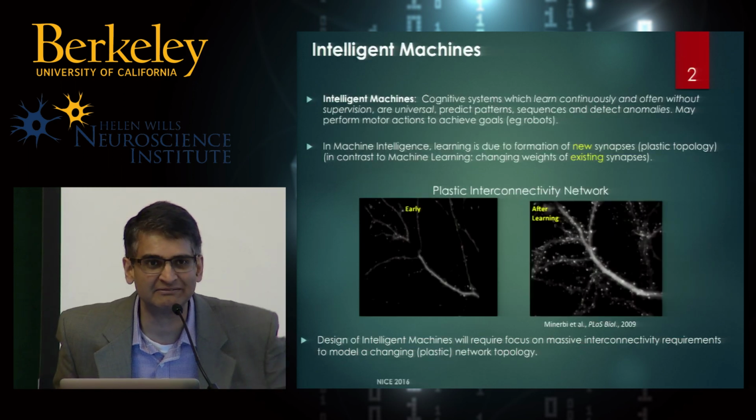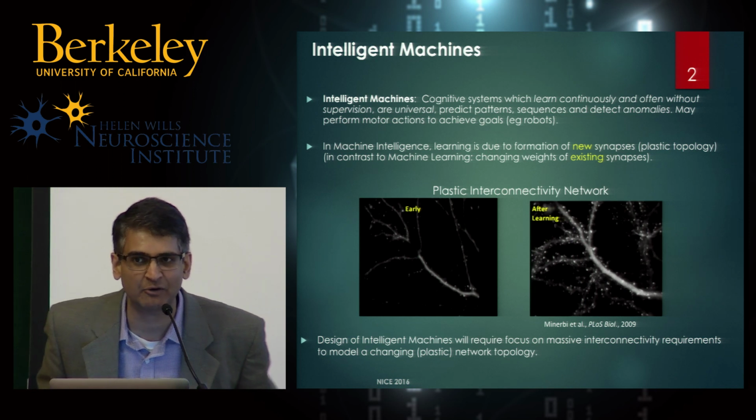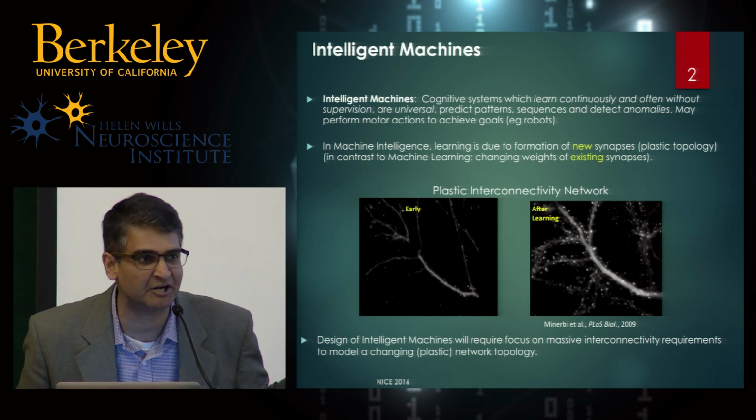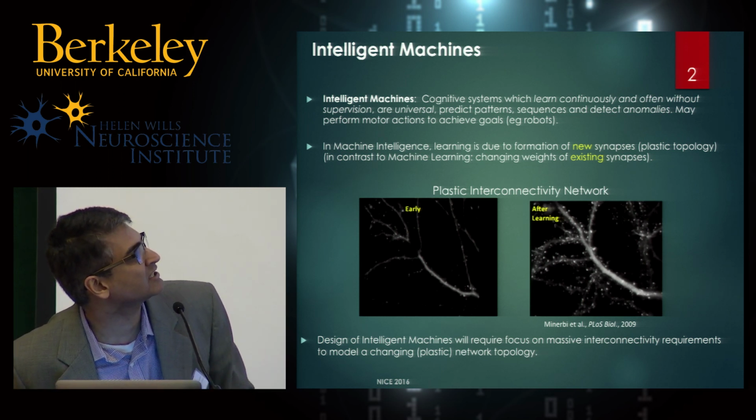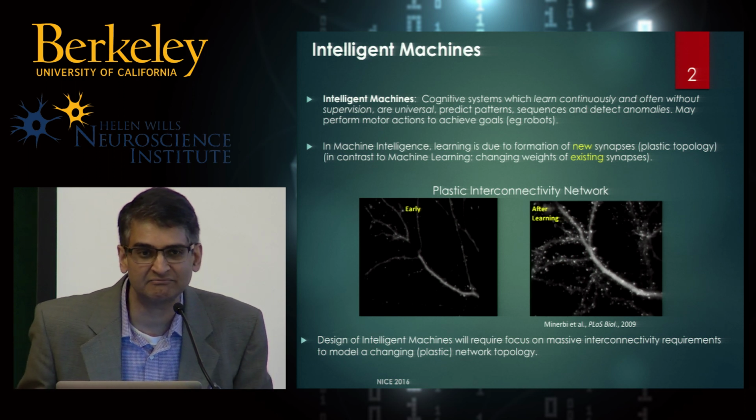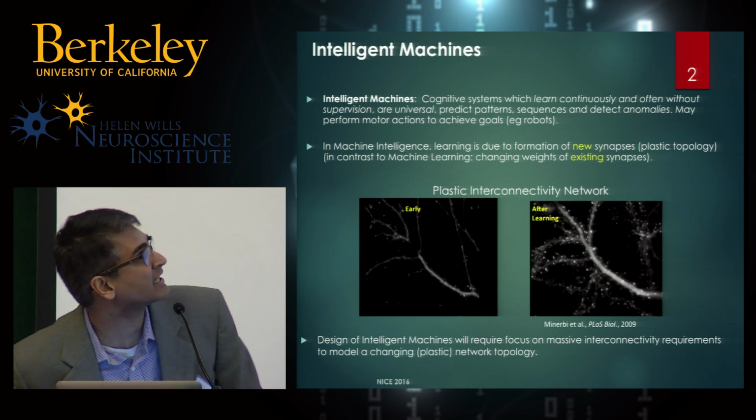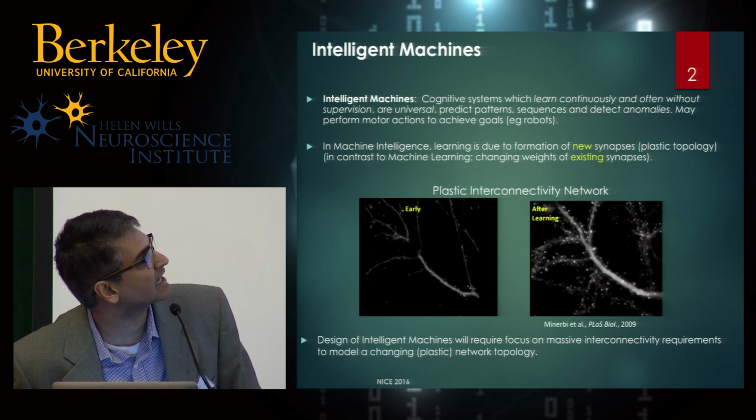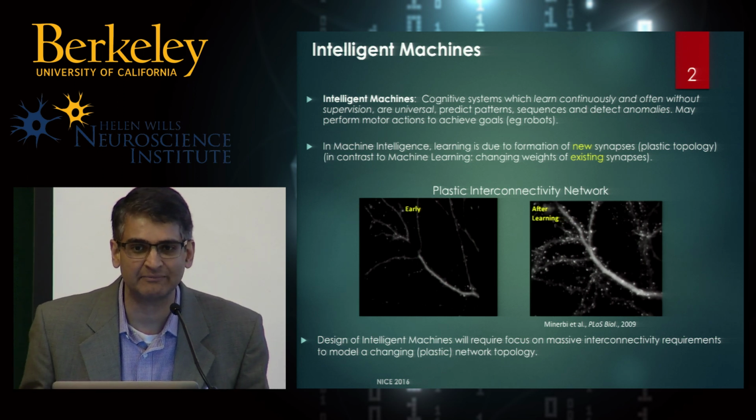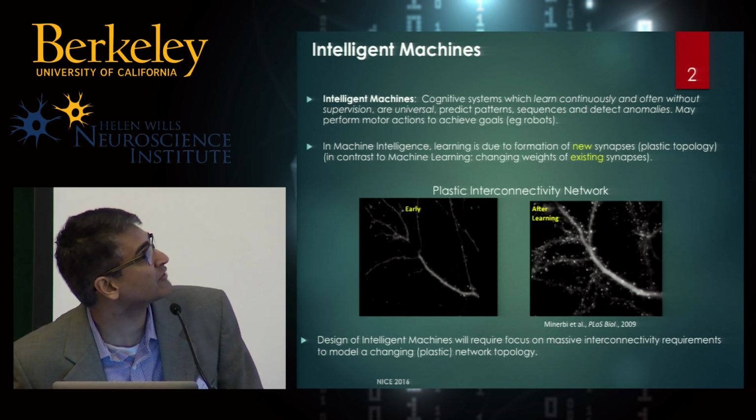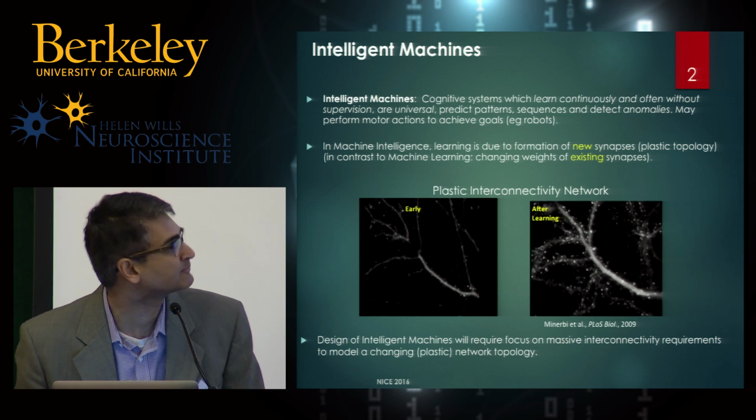I think there's been a tremendous amount of talk already about what an intelligent machine is, so I don't think I need to dwell on its characteristics, but just to be very brief, we're really looking for a system which can learn continuously and in at least a semi-unsupervised way. That is, maybe with a little bit of hand-holding, it can predict patterns and detect when things are not quite right. And we have our eye towards eventually something that can do some kind of motor function to achieve its goals, with an eye towards robotics, for example.